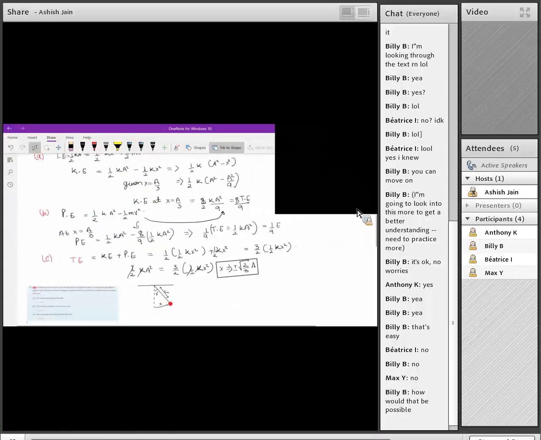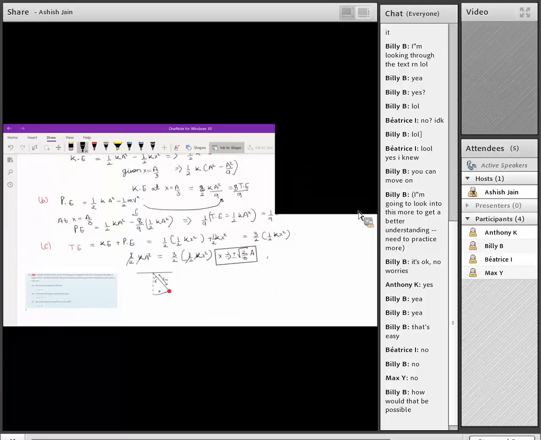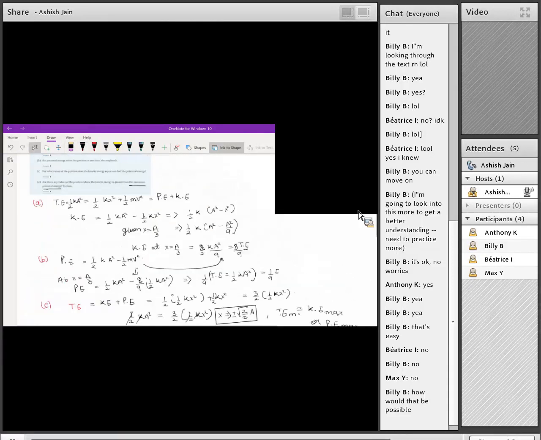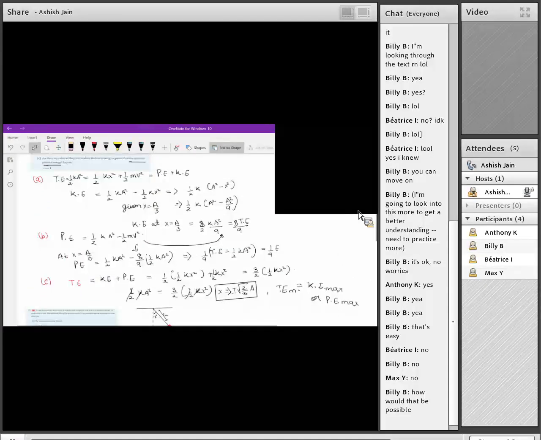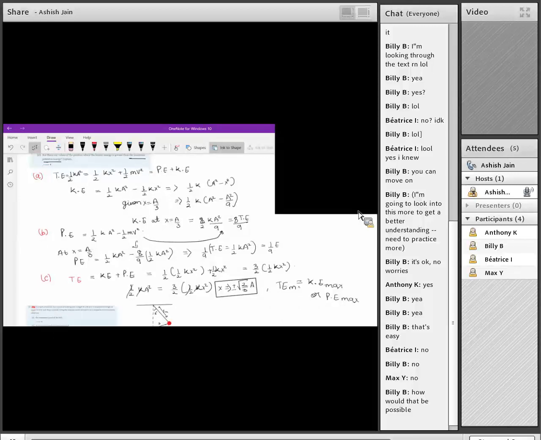Yes, it's not possible because TE can be either equal to KE max or PE max. So the minimum value for any of them can be zero. That's why the kinetic energy can never be greater than the maximum potential energy. The word is maximum. That would violate the conservation of energy.